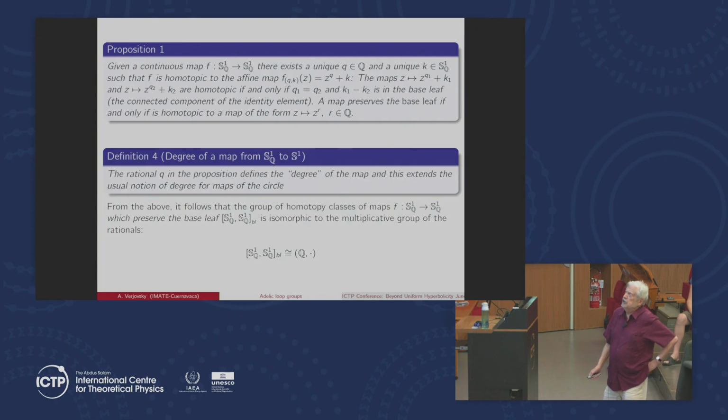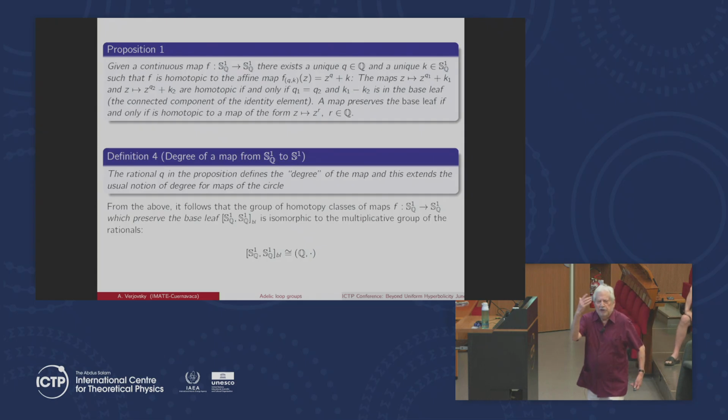So you have this proposition. Given any continuous map from this solenoid, I hope you have pictured it like that, there exists a unique rational q and a unique k such that it's homotopic to an affine map. So every map from the solenoid to itself is homotopic to an affine map. Translation is homotopic to a constant; you just slide it to the end. So that means that essentially every continuous map from the solenoid to itself is homotopic to multiplication by a rational number. And therefore, the rational q defines the degree of a map.